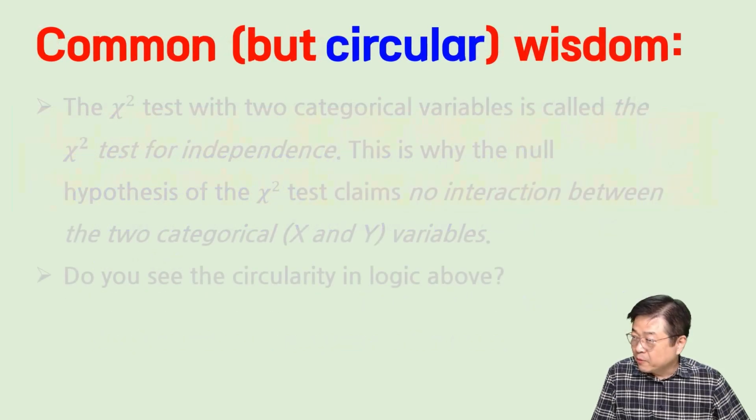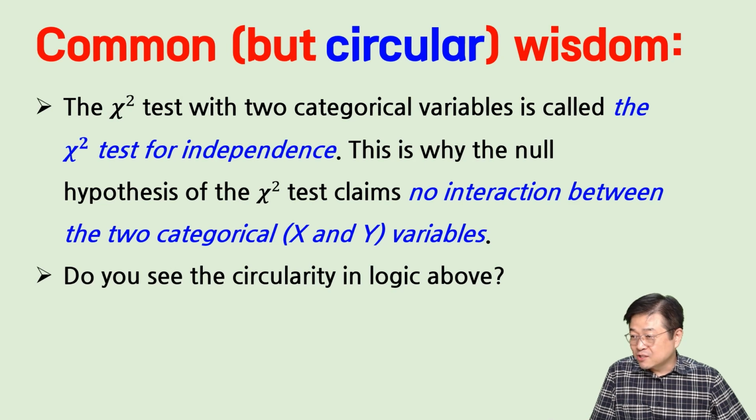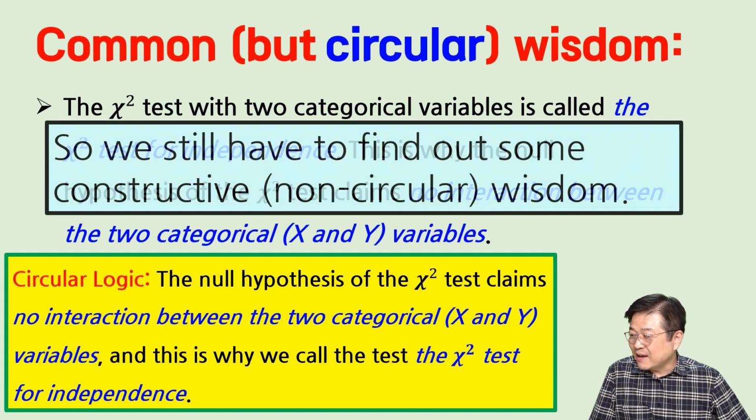To this puzzle, many people think that they know the answer based on quite a circular logic, which goes as follows. The chi-square test with two categorical variables is called the chi-square test for independence, and for this reason, the null hypothesis of the chi-square test claims no interaction between the two categorical x and y variables. Well, do you see the circularity in logic here? It is circular because you can always say reversely, the null hypothesis of the chi-square test claims no interaction between the two categorical x and y variables, and this is why we call the test the chi-square test for independence. So we still have to find out some constructive non-circular wisdom.